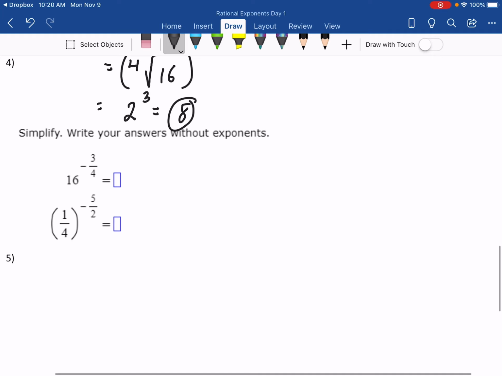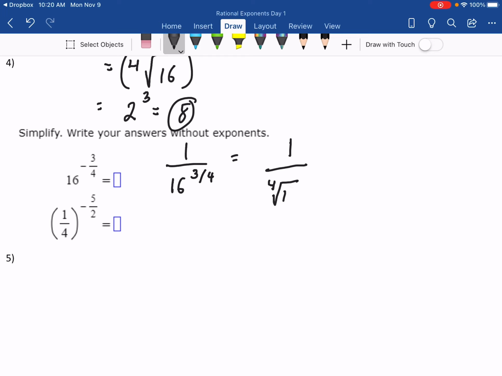All right. Number 5, 16 to the negative 3/4. That's going to be 1 over 16 to the positive 3/4, which is going to be 1 over the 4th root of 16 cubed, which is 1 over 2 cubed, which is 1/8.